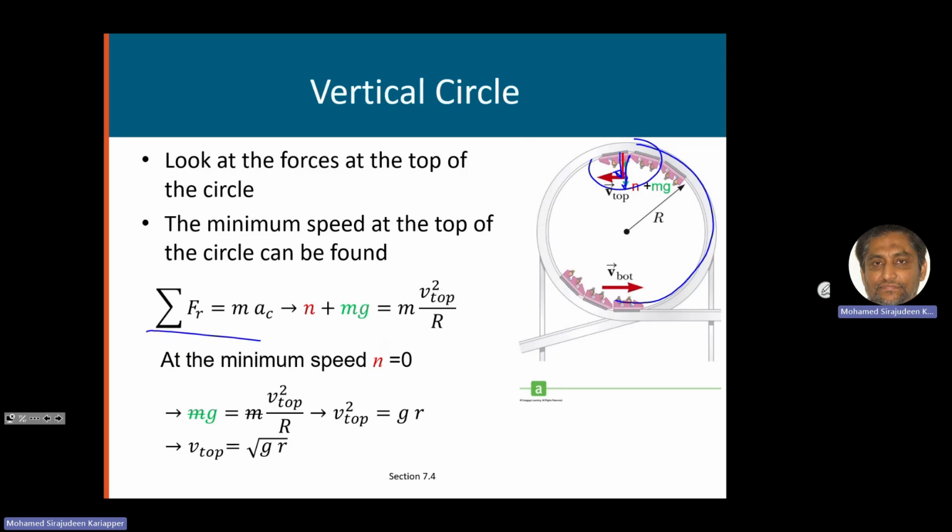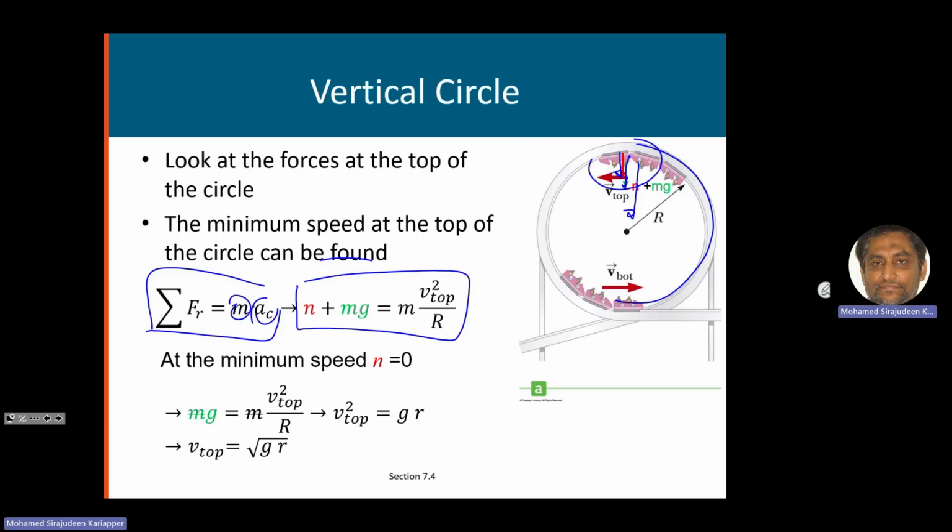So you apply Newton's second law in the direction of the acceleration. What is the direction of acceleration? It's also down. So let's choose the direction of acceleration as the positive direction. Down is the positive direction. Therefore, n is down, so it is positive. Mg is also down, so it is positive. On the other side, mass multiplied by the centripetal acceleration, which is down, is positive. So the speed there squared divided by the radius of the circle. So this is what you have when the roller coaster is at the top.